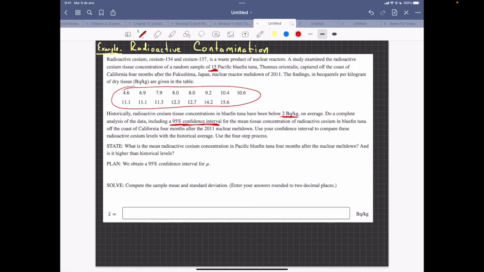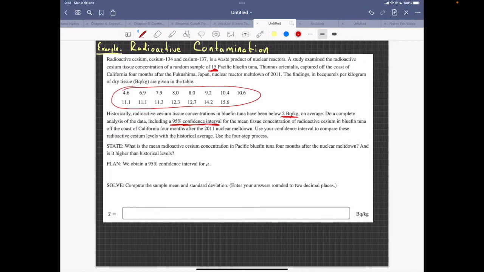Use the 4 steps process. State: what is the mean radioactive cesium concentration in Pacific bluefin tuna 4 months after the nuclear meltdown, and is it higher than historical levels? Plan: we obtain a 95% confidence interval for mu. Solve: compute the sample mean and standard deviation.